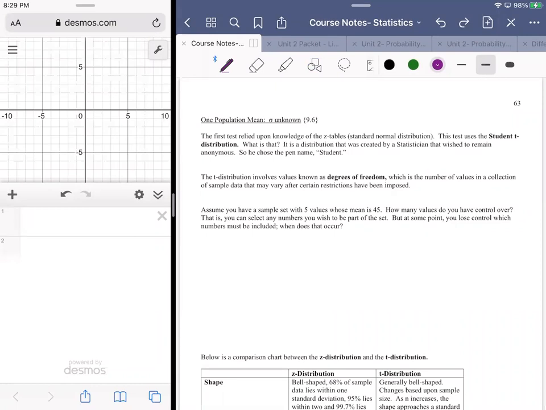I always thought that he didn't want to be cursed by statistics students throughout the ages. So he made this pen name Student. You're like, you know what? I was one of you. So you can't hate me because I was also a student. Actually, I researched it recently. Turned out that he worked for Guinness.